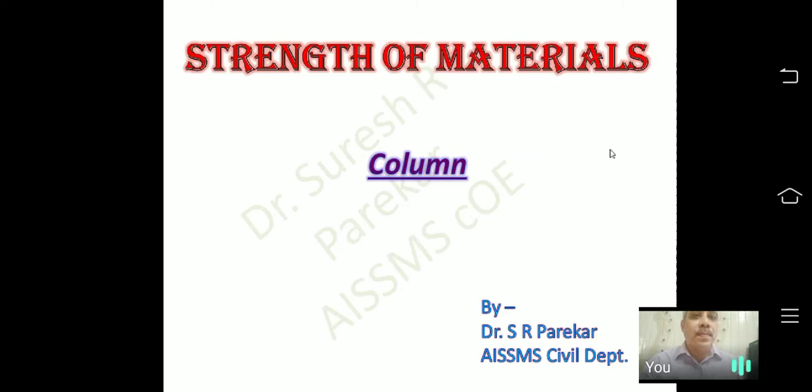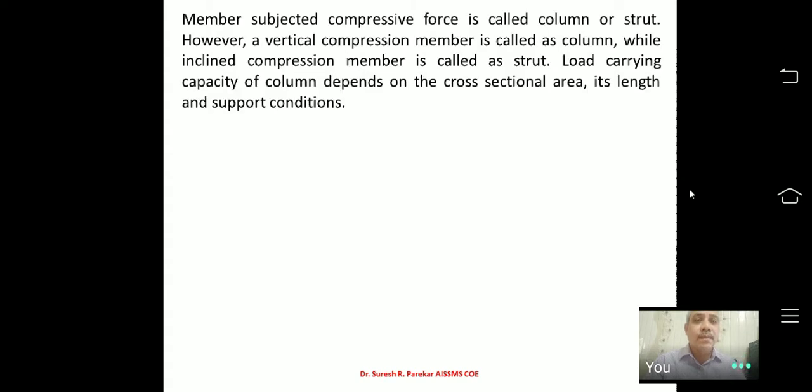Today we have the last topic of strength of material, and that is column. A column is a loaded member under compression. A member subjected to compressive force is called a column or strut. We are going to classify compressive members into two types: one known as column and the second as strut.